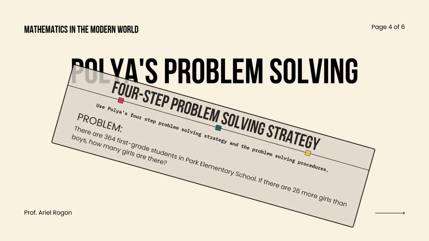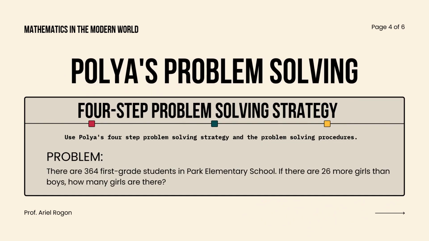So, to have an in-depth knowledge about this Polya's problem-solving strategy, let's have a sample. For our problem number one, there are 364 first grade students in Park Elementary School. If there are 26 more girls than boys, how many girls are there? So, let's proceed to our four-step problem-solving strategy.